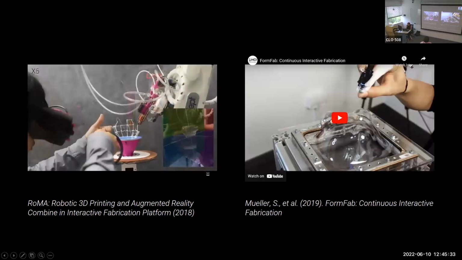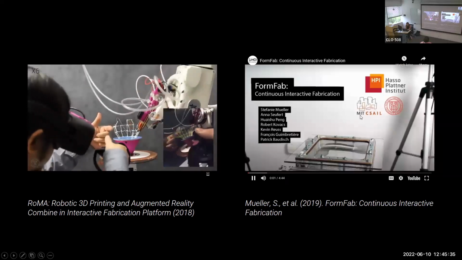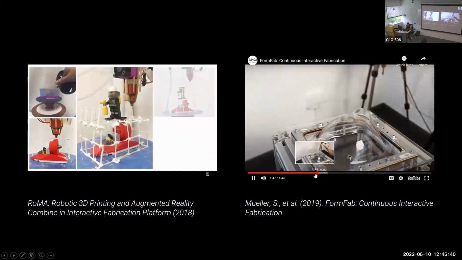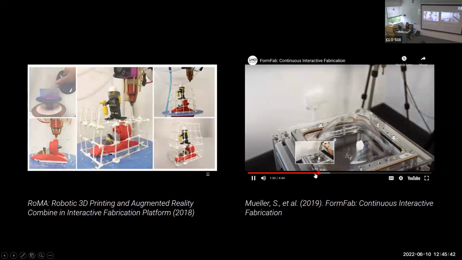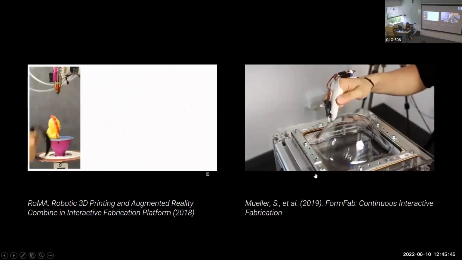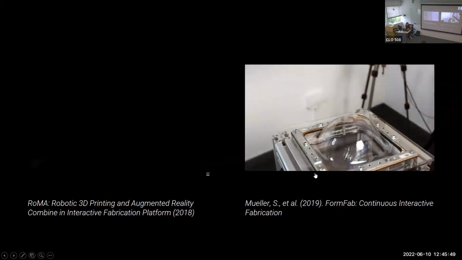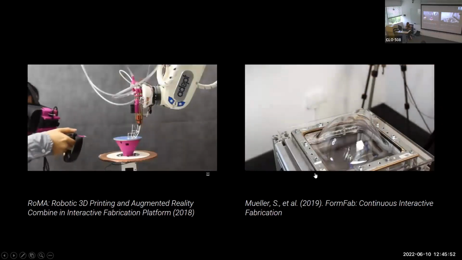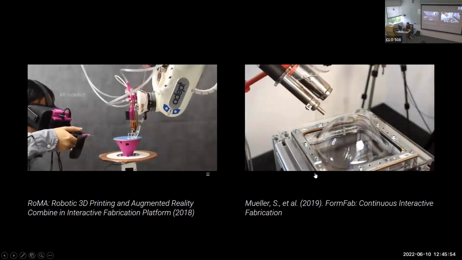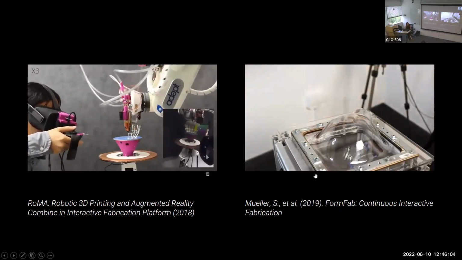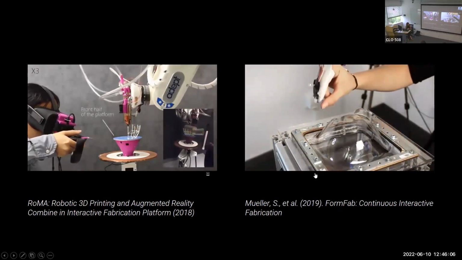On the right, FormFab is called this process. And this is an interactive fabrication system that can change a workpiece shape constantly while the user is interacting. They use the process called formative fabrication to reshape the existing material. The user interactively controls a pneumatic air pump that applies either pressure or vacuum to a thermoplastic sheet, thereby pushing the material outwards or pulling it inwards.